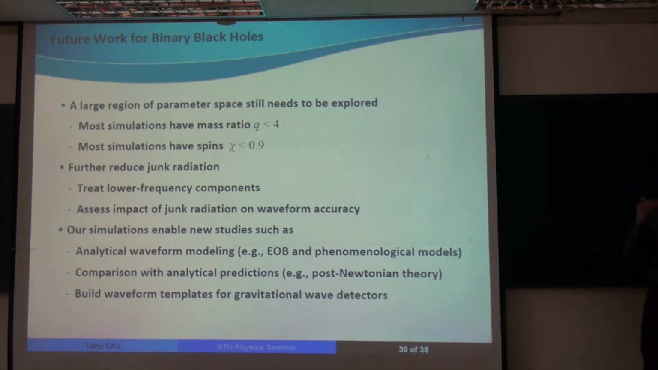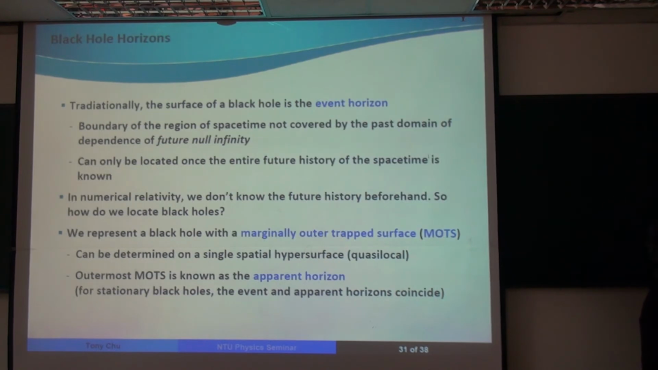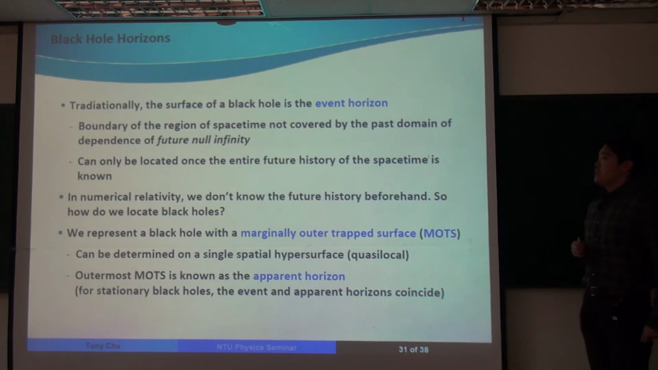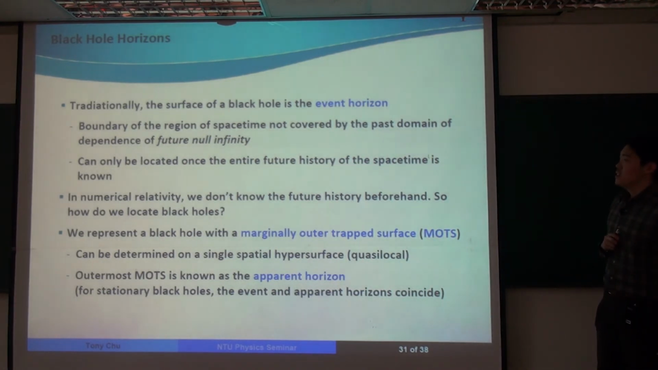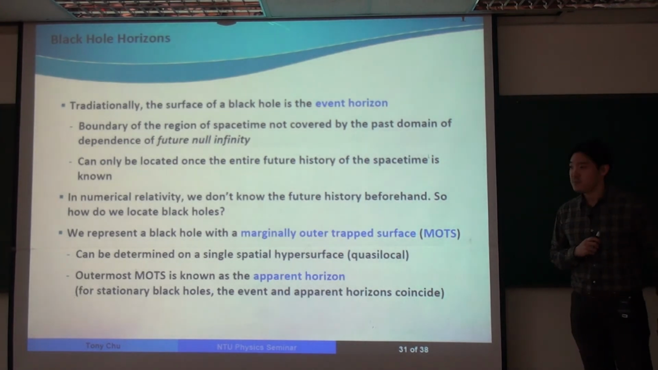So I've described the problem of binary black holes. Now I'm going to change gears a little bit to show you how numerical relativity can be used to tackle a different kind of problem, problems that involve concepts in mathematical relativity. An example of this is black hole horizons. I've mentioned black hole horizons several times, but I've never actually said what I meant by that.